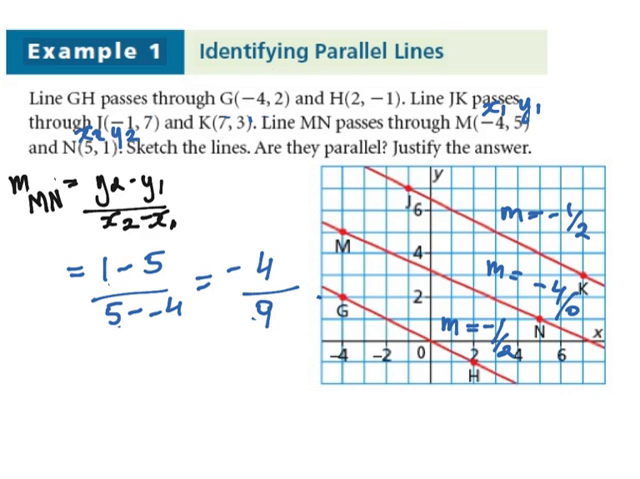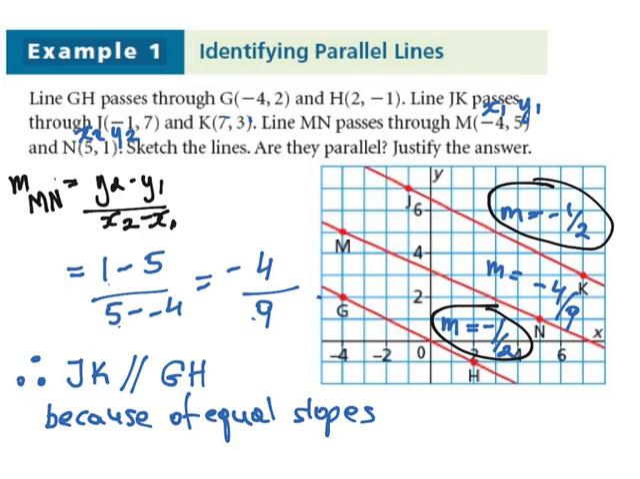So the question is, which of these lines or slopes are parallel? The only ones that are parallel are this one and this one, because the slopes are the same. So we have the finishing statement: therefore, that's what these 3 dots mean, JK is parallel, that's what those 2 lines mean, to GH because of the equal slopes.